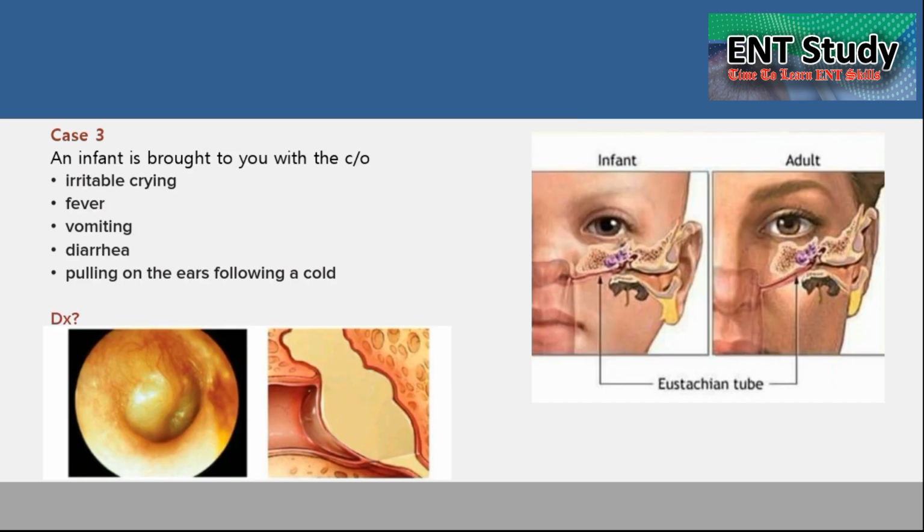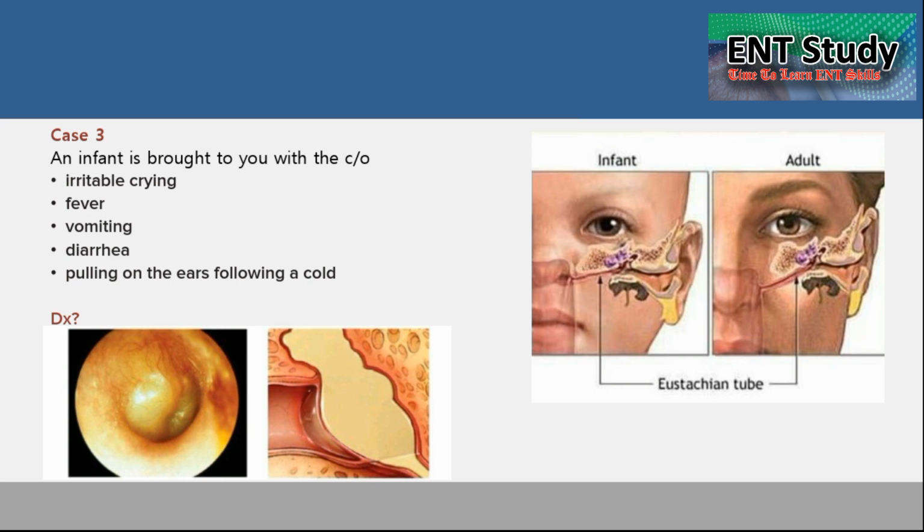Case number 3: an infant is brought to you with a complaint of irritable crying, fever, vomiting, diarrhea, pulling on the ears, and feeling cold, and on otoscopy you found a red bulging tympanic membrane. So, what is the diagnosis? And what is the cause of this condition in this patient?